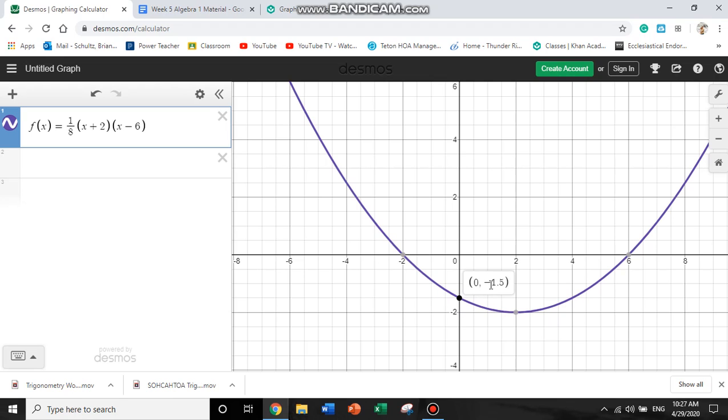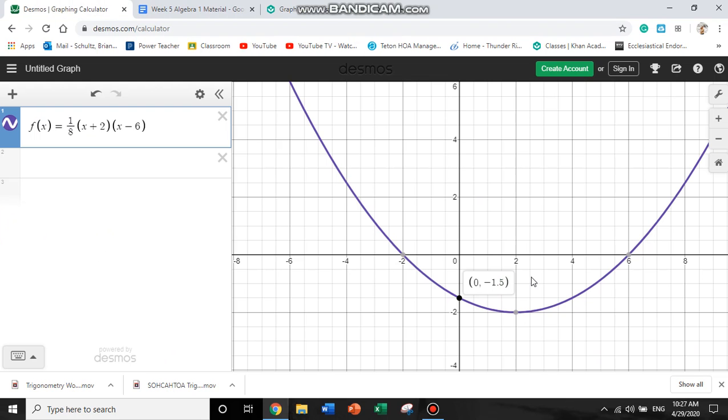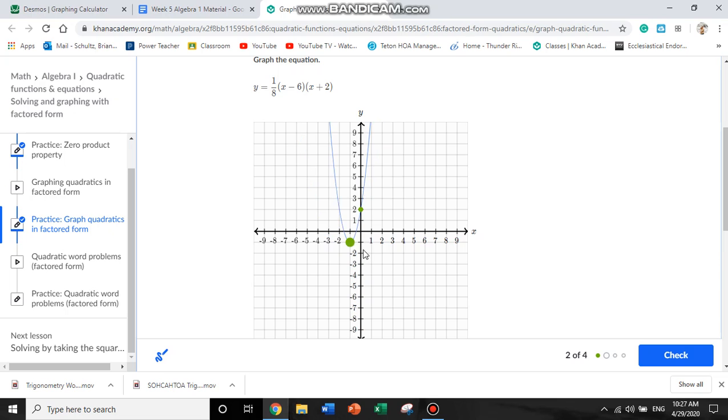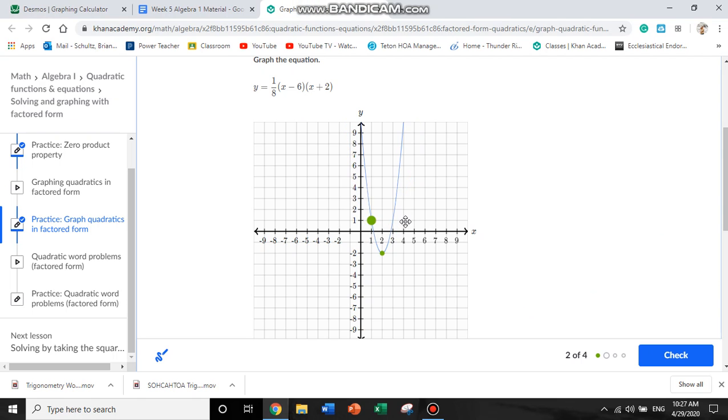My y-intercept is -1.5. Again, I can't use that because I can't do 1.5 right here. I can't. It's either 1 or 2. I can't do 1.5. Okay. So vertex again was 2, -2. Let's put that down, 2, -2. So again, in this instance, I would use the x-intercepts here. So I can either plot it at 6, 0 or -2, 0. And there we go. Check, and we got the right answer.